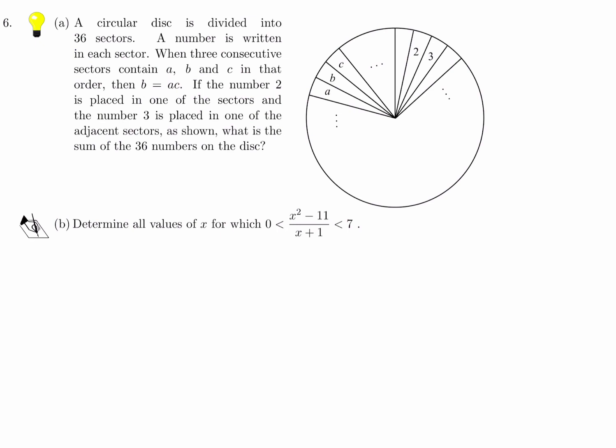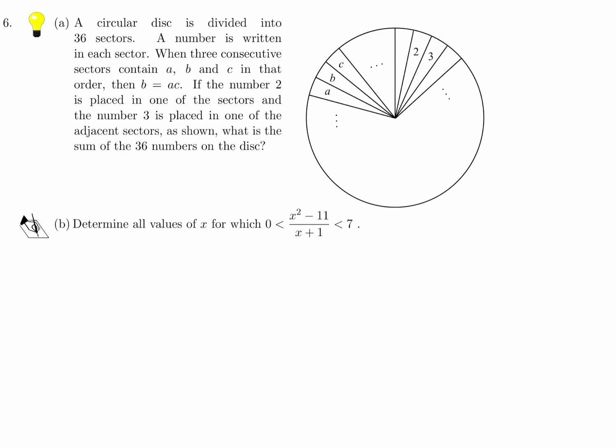A circular disk is divided into 36 sectors. A number is written in each sector. When 3 consecutive sectors contain A, B, and C in that order, then B is equal to AC. If the number 2 is placed in one of these sectors and the number 3 is placed in one of the adjacent sectors, as shown, what is the sum of the 36 numbers on the disk?